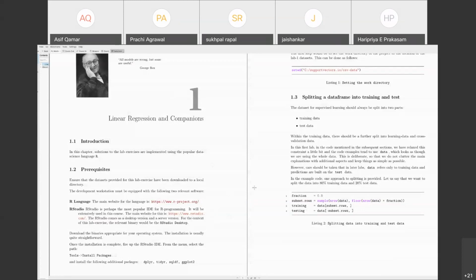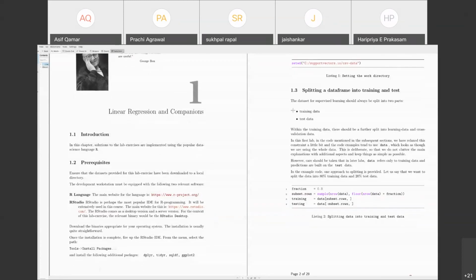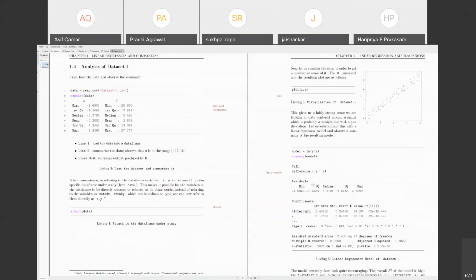So not much I'll say about here. By now, you know that this is splitting the data and so forth. You'll get to read it. But we'll look at the first data.